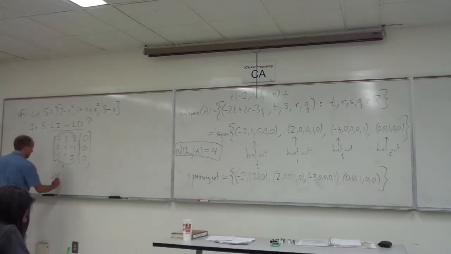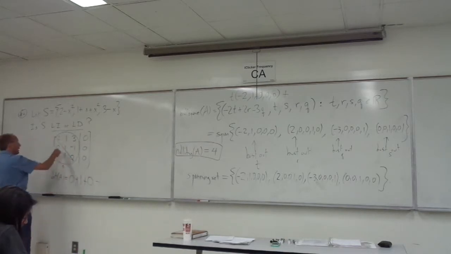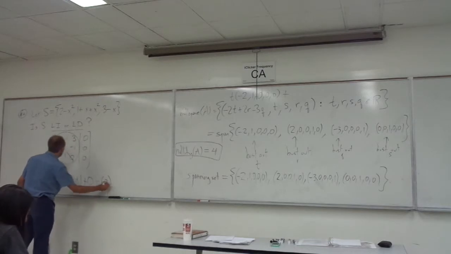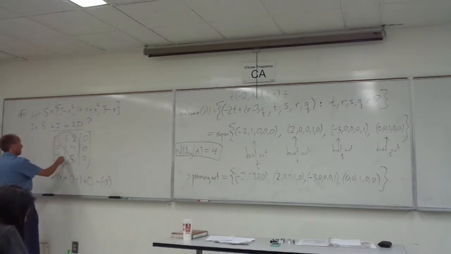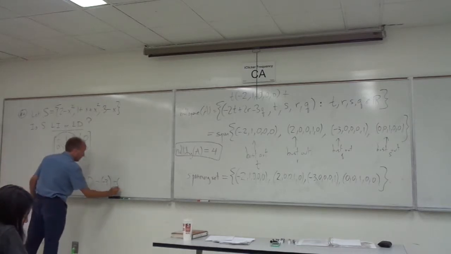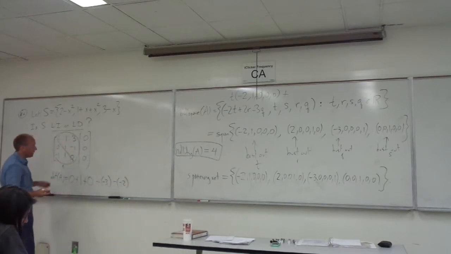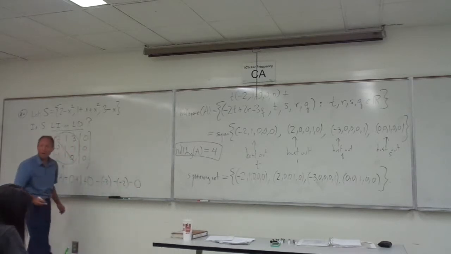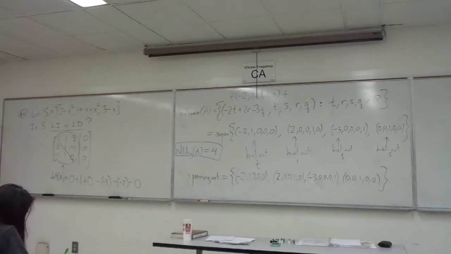So the determinant of this matrix, let's see, the first diagonal is 0, the next diagonal is going to be 1, and the next diagonal is going to be 0, and then I go minus -3, and then minus -2, and then minus 0. I'm just doing it quickly to save time, but you guys can check that later on. Do I get 0 or non-zero here? Non-zero. It's not 0.